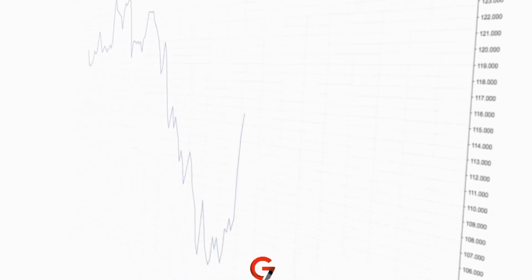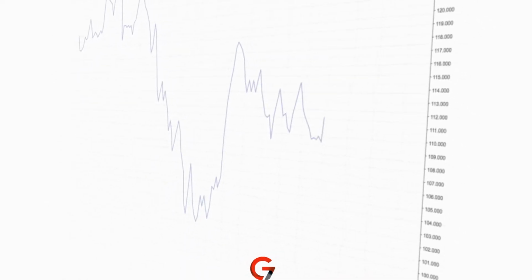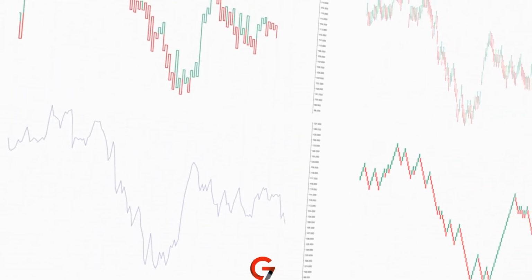There are several types of charts a trader can use for analysis. We'll show you the most popular ones, and to make things simpler, all the examples will use the same trading session. A line chart has a single line connecting all the closing prices.